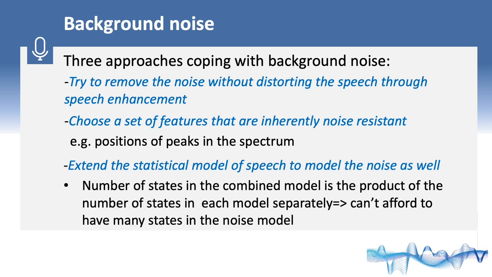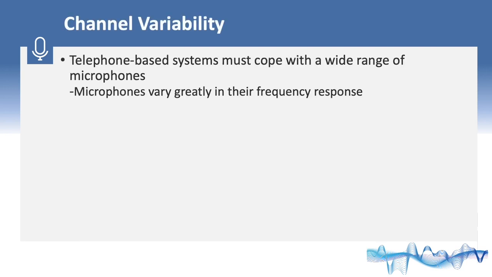The number of states in the combined model is the product of the number of states in each model separately. The task cannot afford to have many states in the noise model. Telephone-based systems must cope with a wide range of microphones.